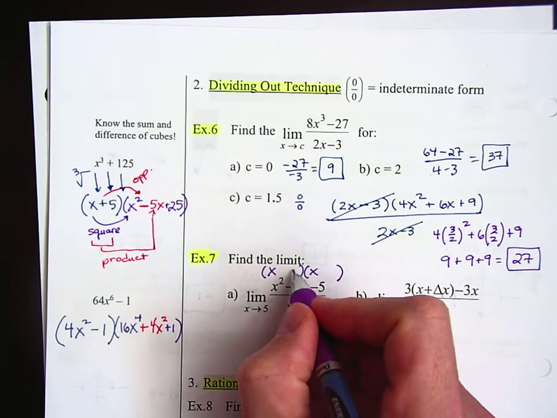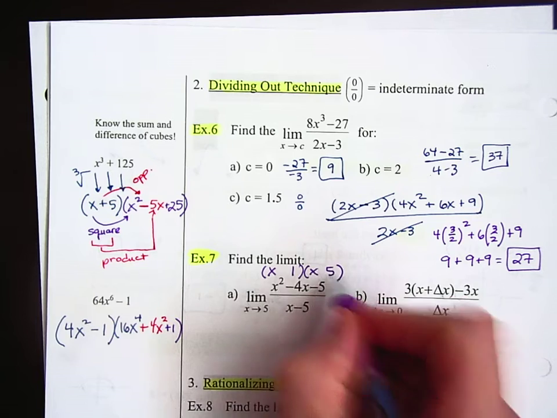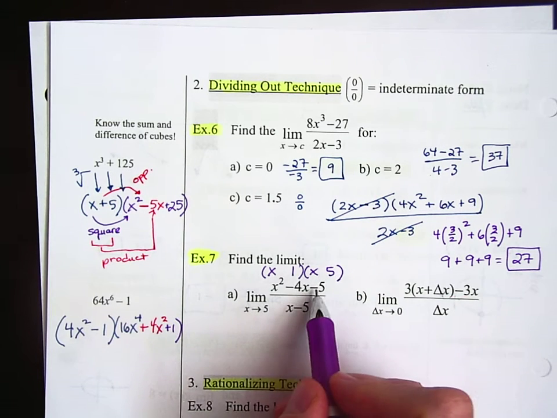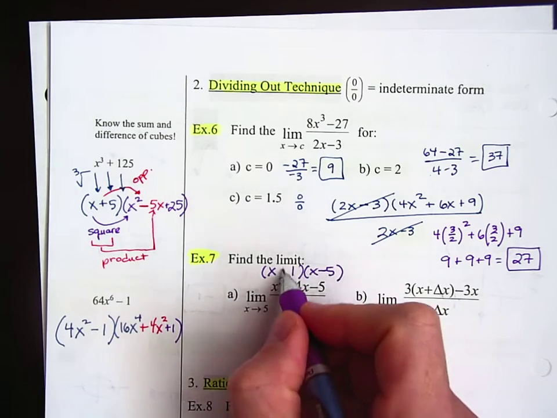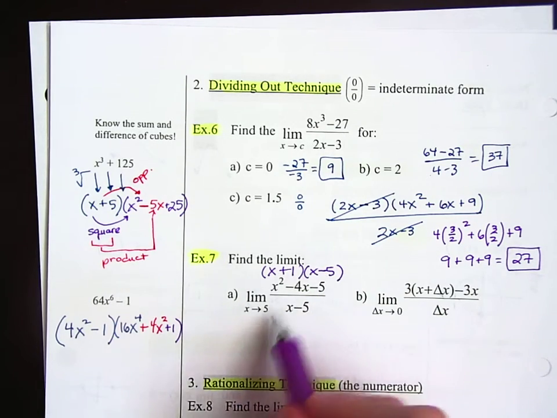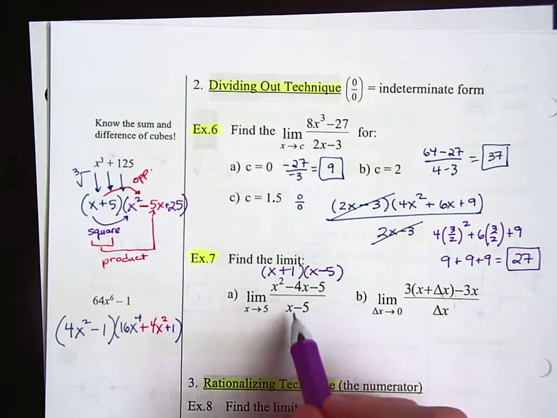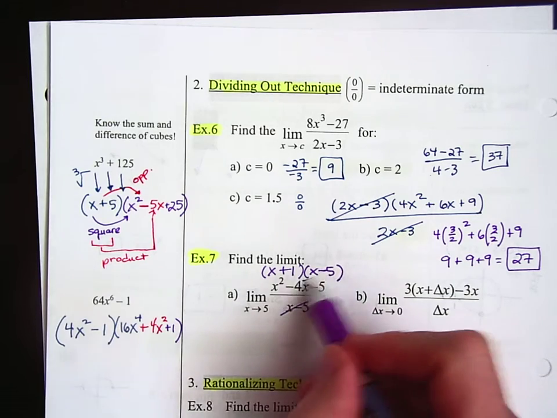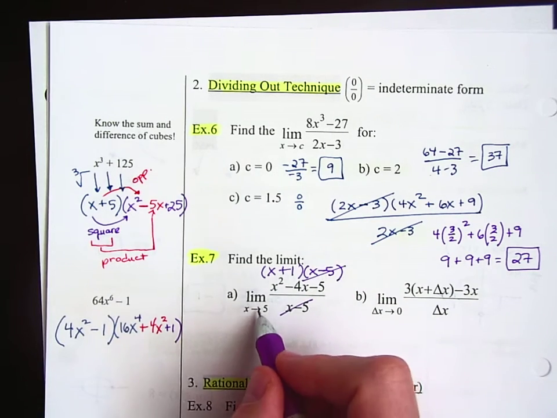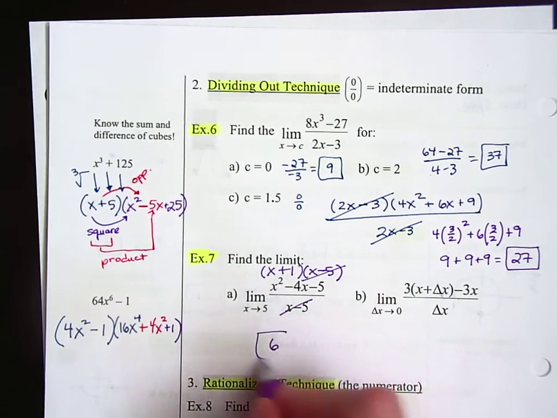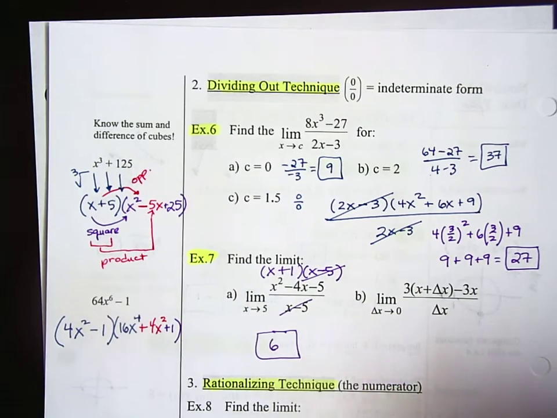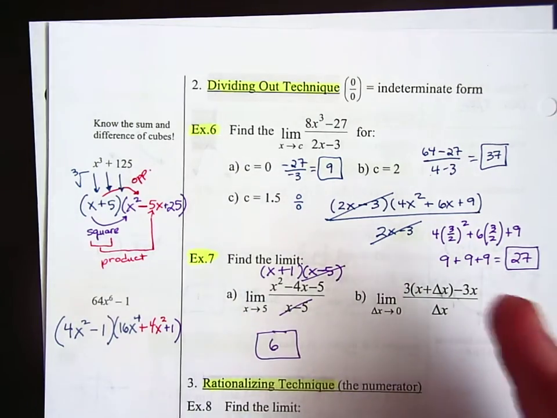Usually the factoring is not that bad on the AP test. So 1 and 5, it's got to be, and then negative in the middle, so this is going to be negative, and this is going to be positive, which we also should have a hint that it was going to be x minus 5 because it's going to cancel. So those cancel. Now we can use direct substitution. So we just plug in 5. 5 plus 1 is 6.